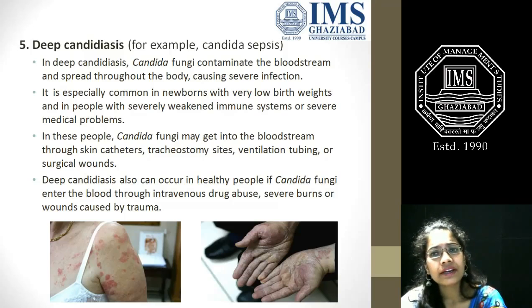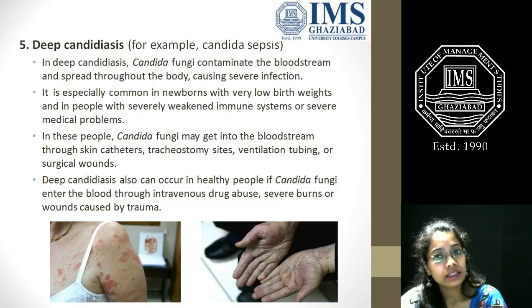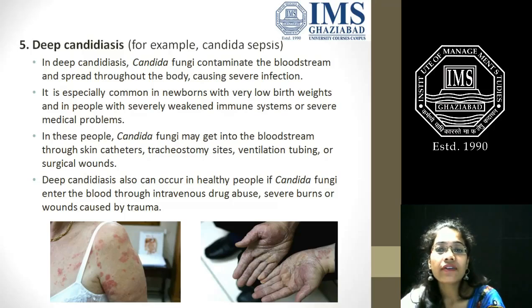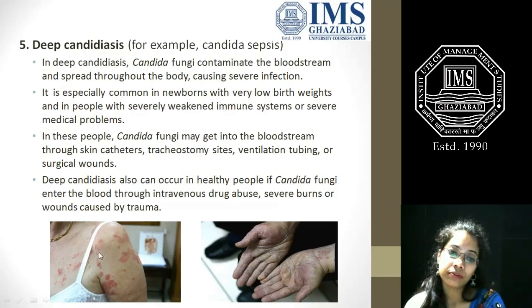In those people, Candida fungi may get into the bloodstream through skin catheters, tracheostomy sites, ventilation tubing, or surgical wounds. Deep candidiasis can also occur in healthy people if Candida fungi enter the blood through intravenous drug abuse, severe burns, or wounds caused by trauma. These are the general pictures of deep candidiasis. You can see here the red patches on the skin.